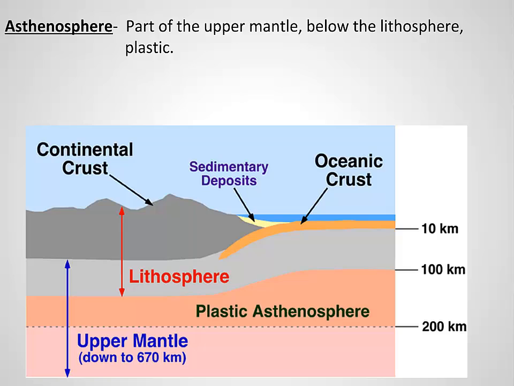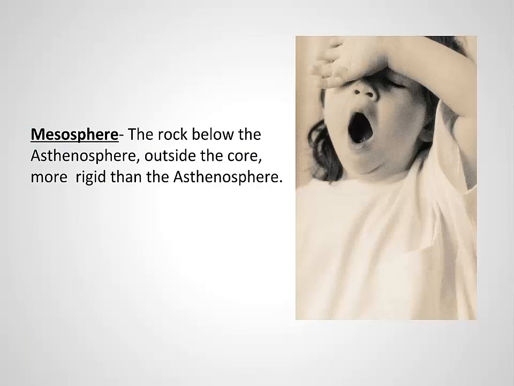Now when I say plastic, I don't mean the stuff that your pen is made out of. It's a rock that's not really solid and not really liquid. It flows extremely, extremely slowly. Below the asthenosphere is the mesosphere. This is the rest of what we used to call the mantle, and there's absolutely nothing interesting about the mesosphere. So we'll just take a big yawn, take a break.